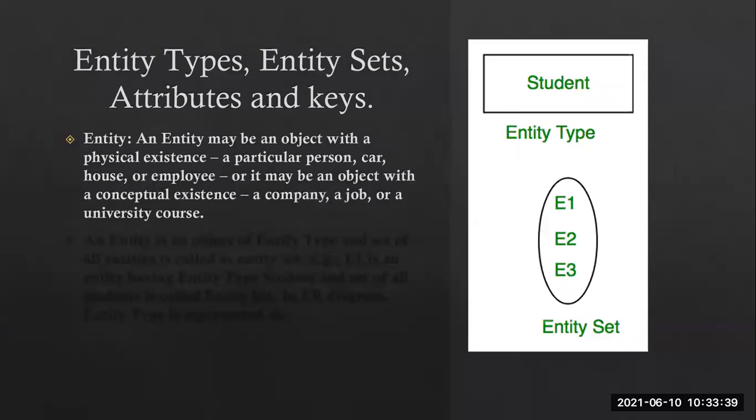An entity may be an object with a physical existence, a particular person, a car, a house, or an employee. It may be a physical thing like a person, car, or employee, or it may be an object with a conceptual existence like a company, job, or university courses. It is not only for a person. This conceptual existence also includes things like a college, university, company, disaster. Entity means an object with a physical existence here.